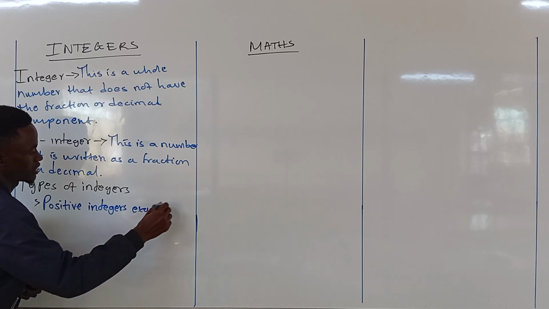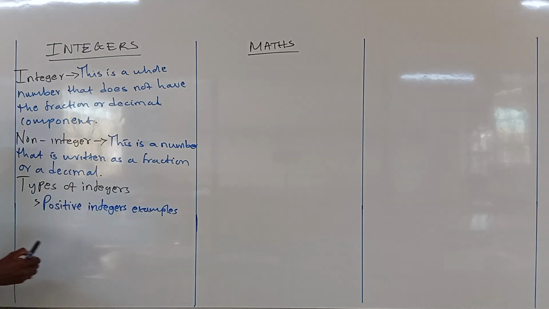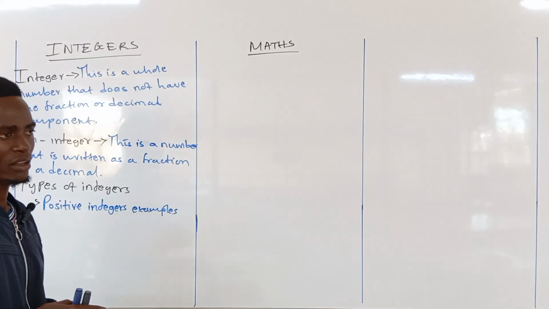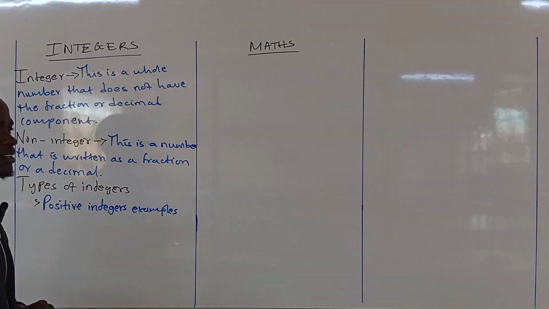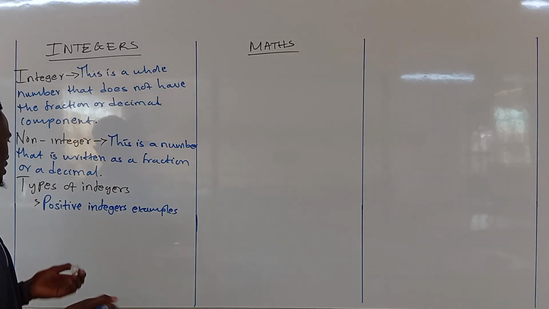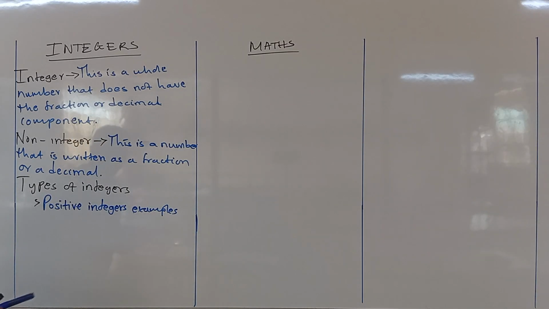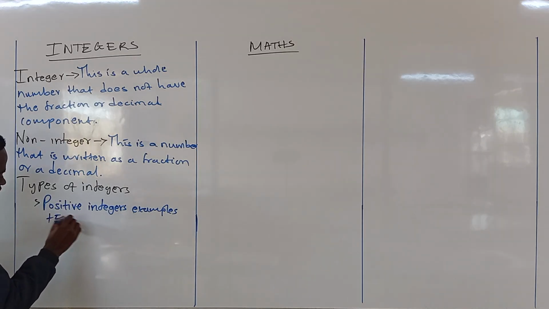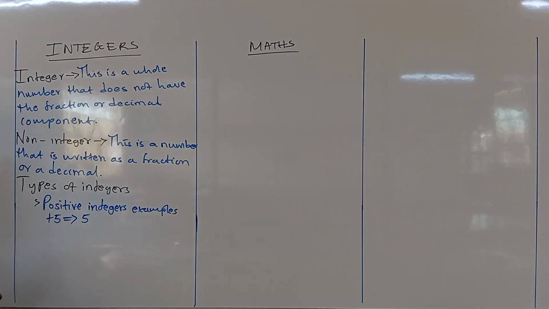The positive integers are numbers which are to the right of 0, that is when you are referring to a number line. Our positive numbers can be written without the positive sign or the addition sign. It means the same thing. And what do we mean by that? For example, we have positive 5. This number can be written as 5 without having our positive sign.